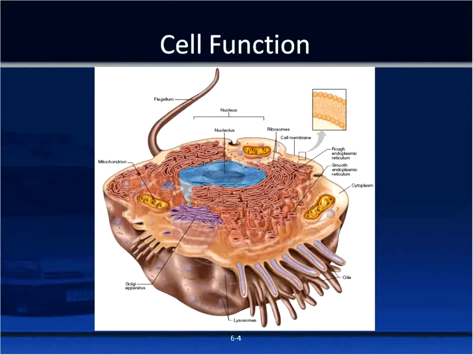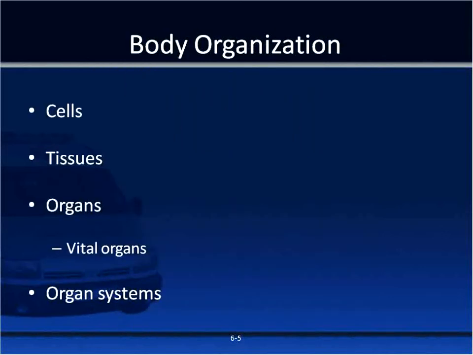Structural organization. The smallest unit of life within the human body is the cell. The human body is made up of billions of cells, the basic building blocks of the body. Cells vary in size, shape, and function. The way the body is organized is we start out with cells.